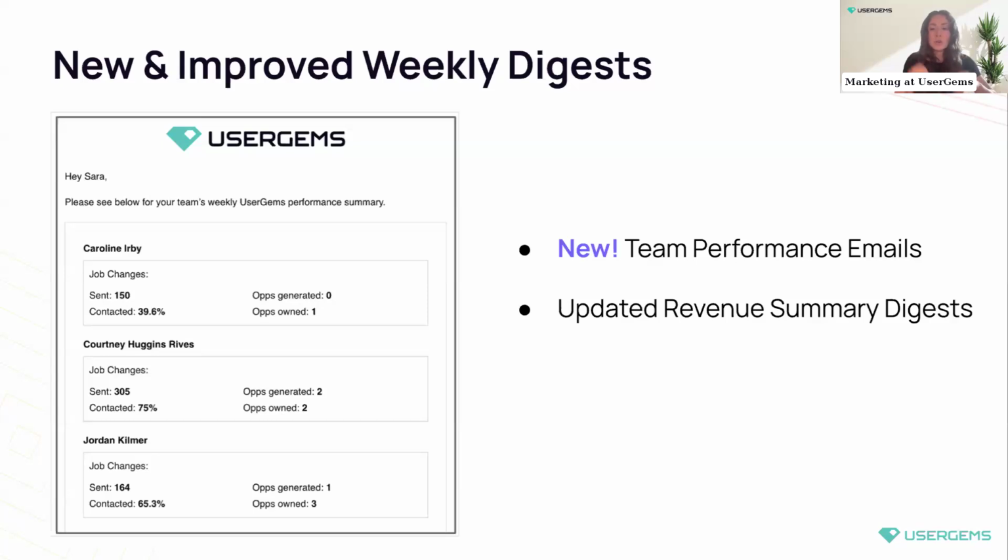Then we also released a new email, which we call the Team Performance Digest. You can see a snippet of this on the left-hand side. We created an email just for managers. From here, you can see all of your team members' performance. You can see how many job changes they got, what their activity rates are, any opportunities that were generated, and how many opportunities are owned by members of your team. It allows managers to have a better time coaching and seeing where they can help their team improve with UserGems.